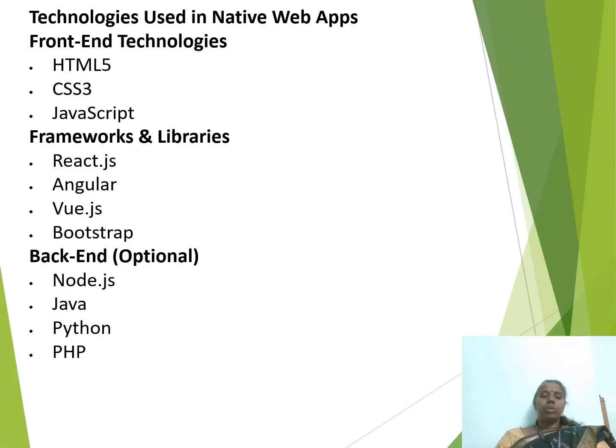The second one, framework and library. Frameworks and libraries help developers build the application faster and more efficiently. For example, React.js is a type of JavaScript library. It was developed by Facebook. The features of React.js are component-based architecture, virtual DOM, fast rendering, reusable components, and single page application. Why do we use React? It is high performance, easy to manage large applications, and has strong community support. It is used in Facebook, Instagram, and Netflix.